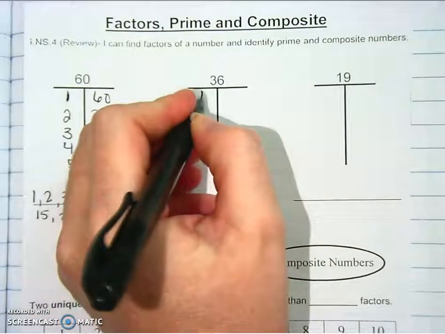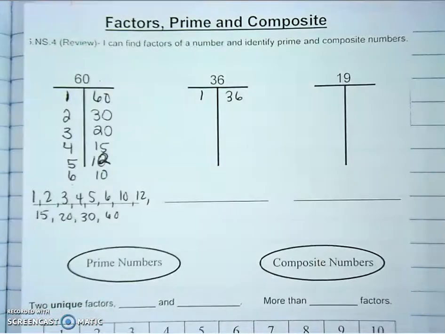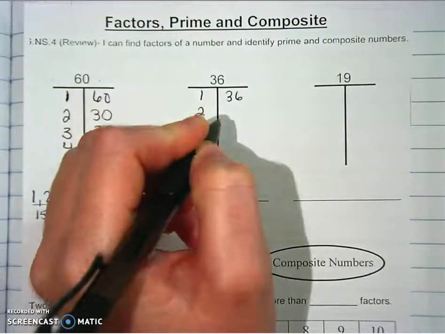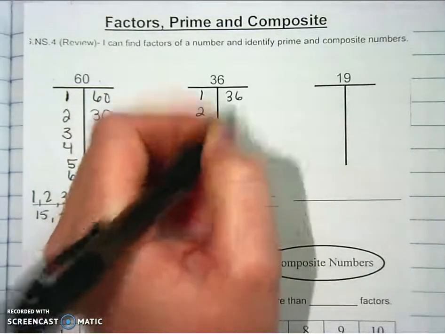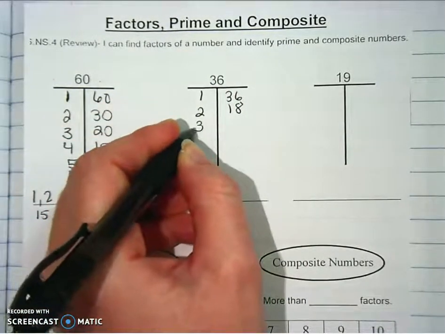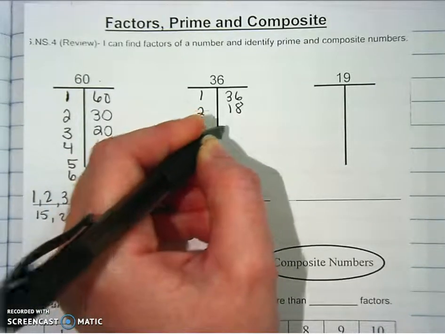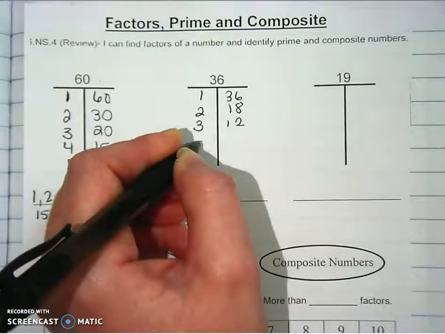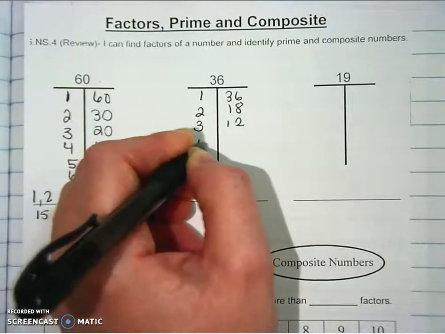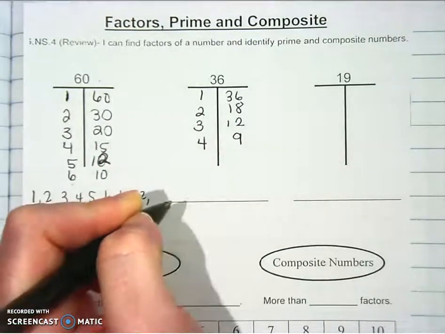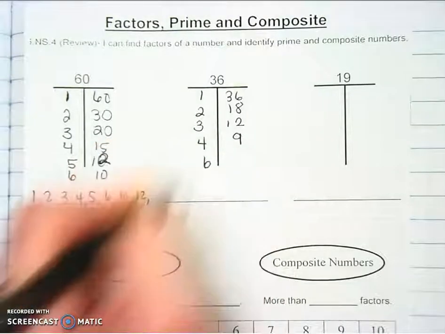So again, we always start with 1 and the number itself. So 1 times 36 gets me to 36. 36 is even, so I know I can multiply 2 times something to get me there, and it will be 18. Okay, 3, yes, 3 times 12. And then 4 times 9, and then not 5, but 6 times itself will get me there.